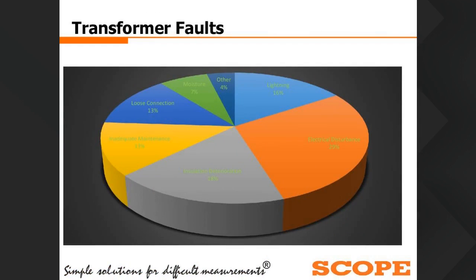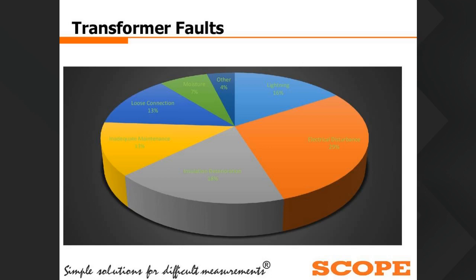So here you can see transformer faults. I have taken this data from an IEEE paper. About 29% of faults occur due to electrical disturbances, that is, internal or external electrical disturbances. Then insulation deterioration causes around 18% of faults. Then inadequate maintenance, that is improper or irregular maintenance, causes 13%. Then loose connections, poor connections or open connections cause 13%.